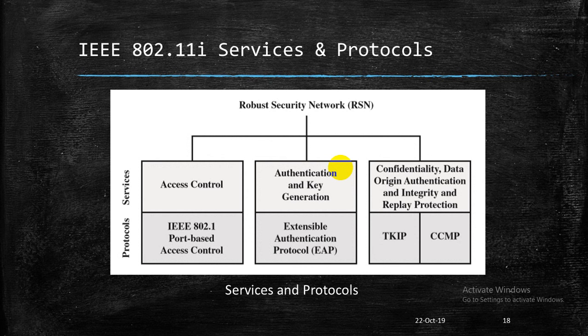Now see the diagram here. As I said before, IEEE 802.11i is called robust security network, and these are the services and the protocols used. Access control uses IEEE 802.1X port-based access control, and authentication and key generation use the Extensible Authentication Protocol or EAP, and the data integrity uses Temporal Key Integrity Protocol or TKIP, and another is CCMP.